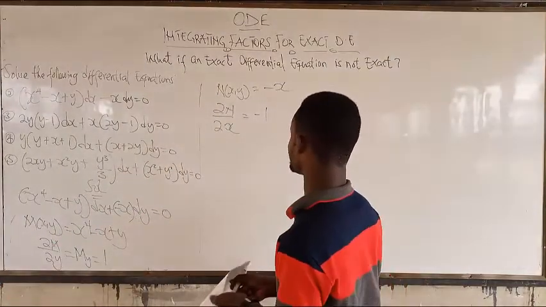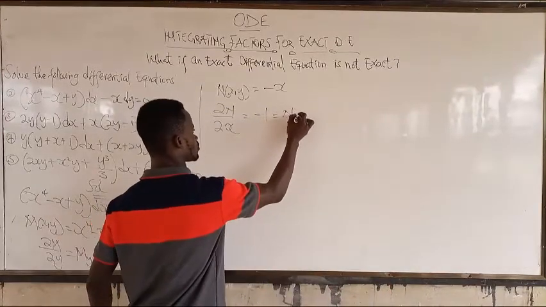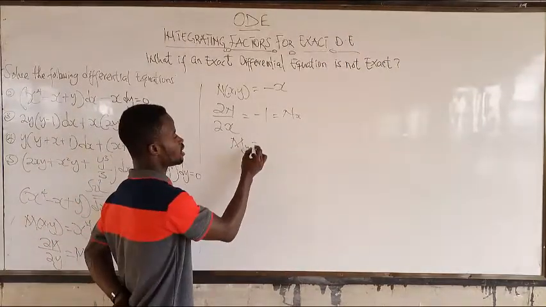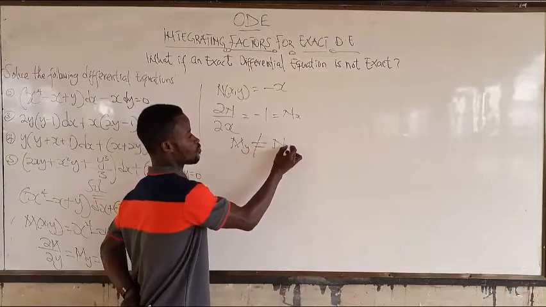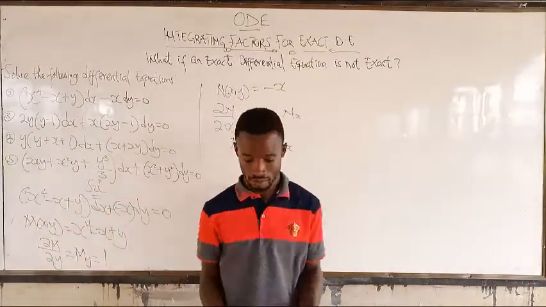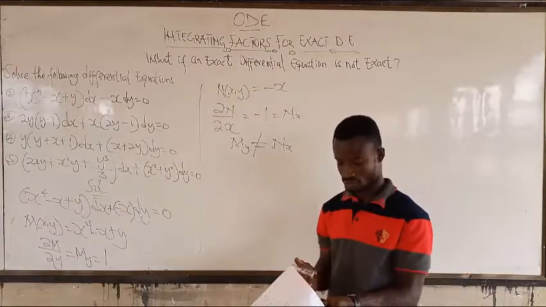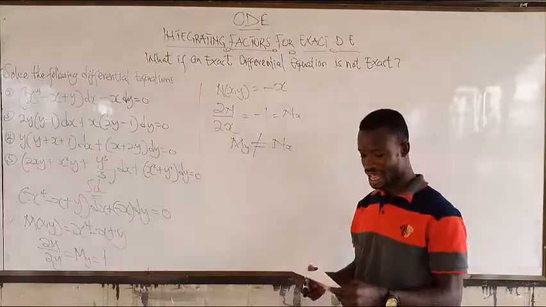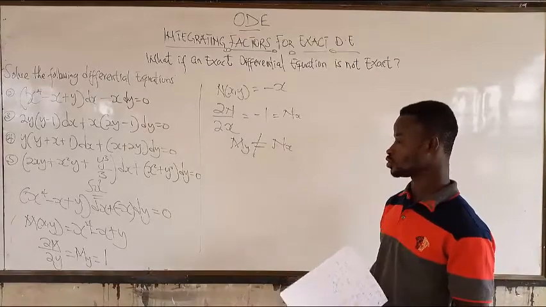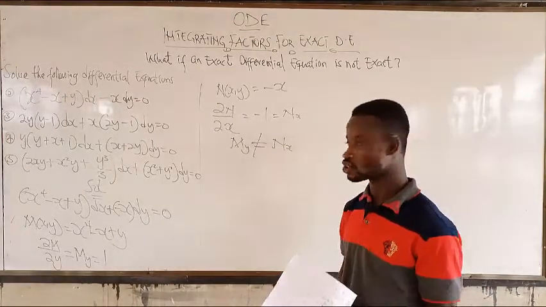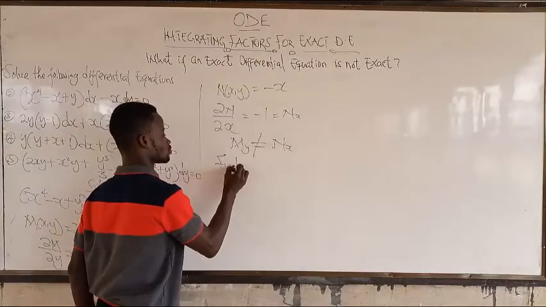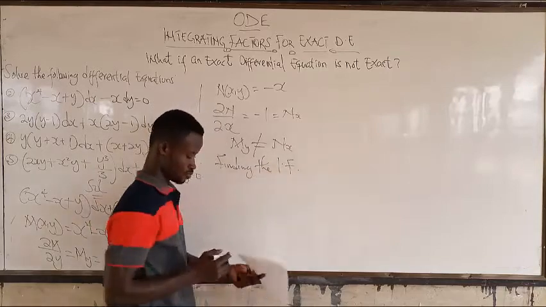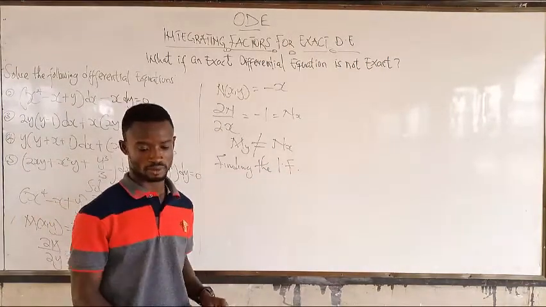Now, you don't need somebody to tell you that M subscript y is not the same as N subscript x. So it's not exact, and we move on to find the integrating factor. My marker is not flowing well for me. I'll be back.